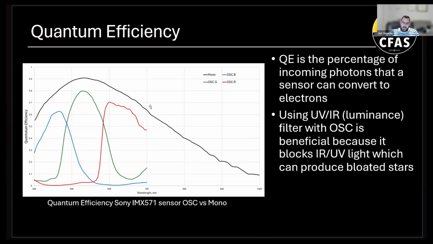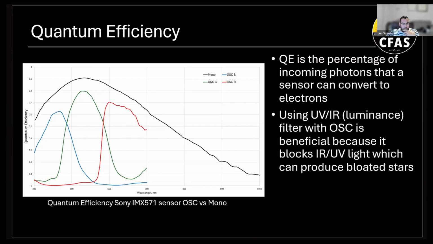So I would recommend, even if you're using an OSC camera and you don't want to do narrowband, at least putting a luminance filter, which is really a UV/IR filter, blocking anything beyond like 700 nanometers or less than 400 nanometers. So it's blocking the UV range and the IR range, and it'll give you better stars. All right. Any questions on cameras so far?